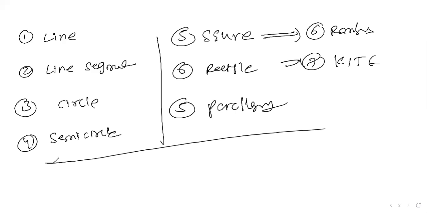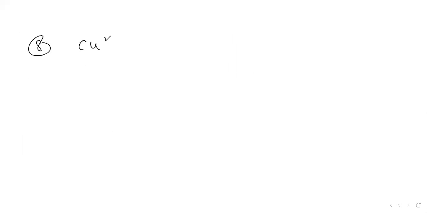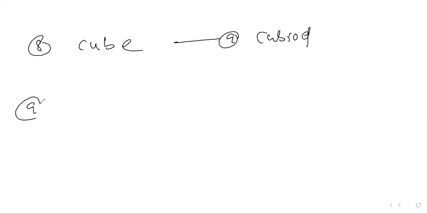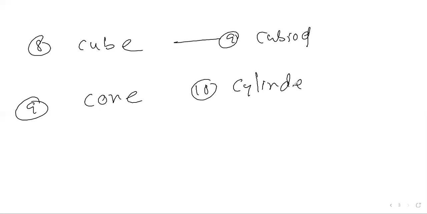This is one level of the set. After this we should enter into the eighth one, cube. Then after cube, the ninth one immediately, cuboid. Then after cuboid, later you can take cone to easily understand. Then after that you can go for cylinder.